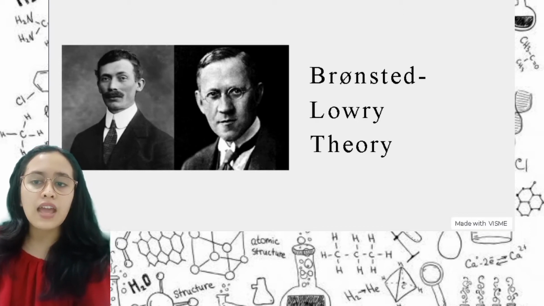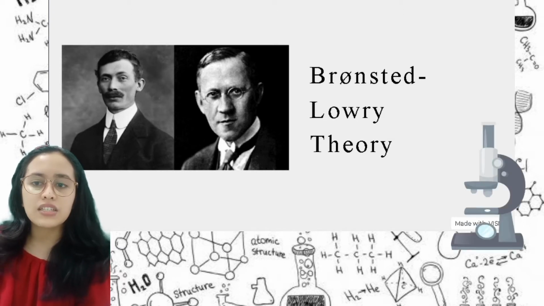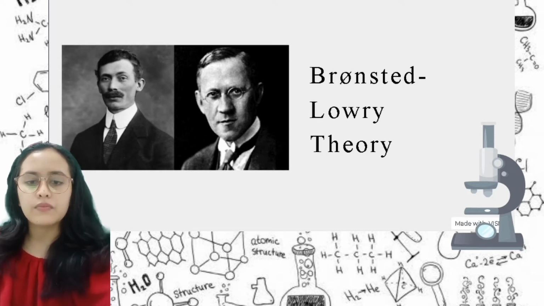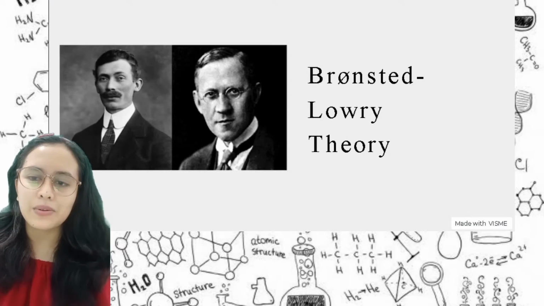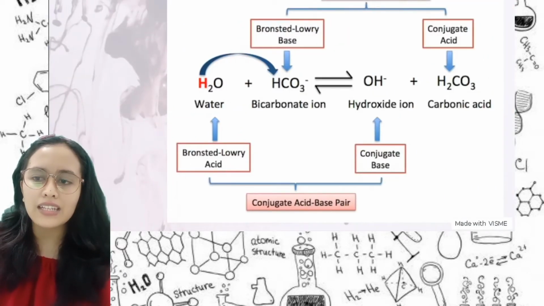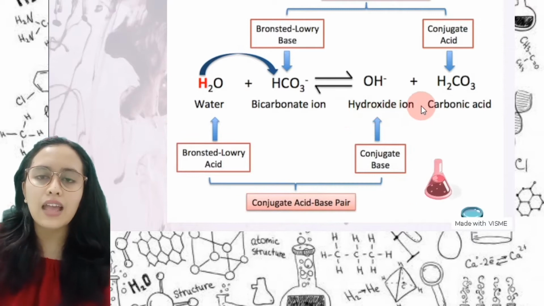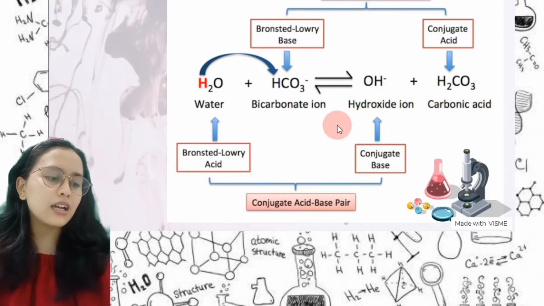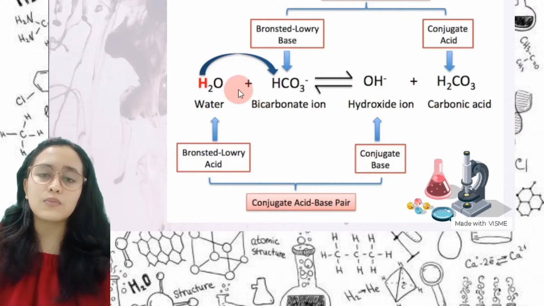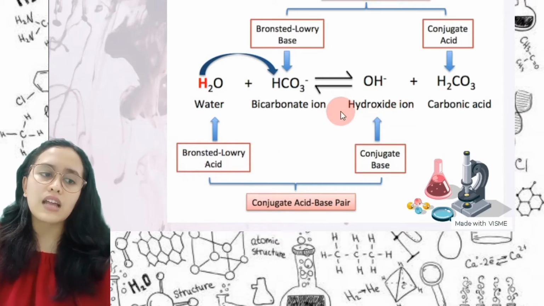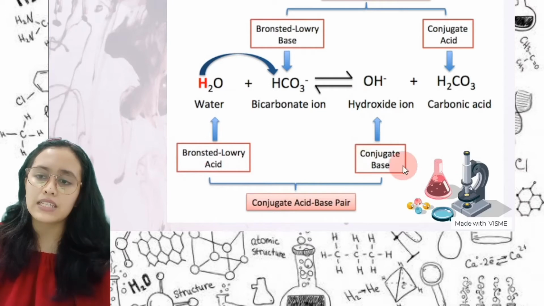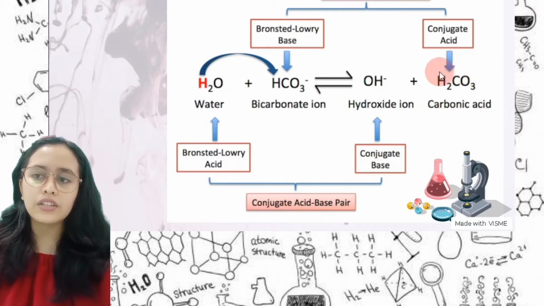They define an acid as a substance which yields a proton and a base as a substance which can combine with a proton. This is an example of Bronsted-Lowry theory. Water reacts with bicarbonate ion and will produce hydroxide ion and carbonic acid. The water is losing a proton, so the water is the Bronsted-Lowry acid, and the remaining species, which is a proton acceptor, is hydroxide ion as the conjugate base. Also, bicarbonate ion is the Bronsted-Lowry base, and the conjugate acid is carbonic acid.